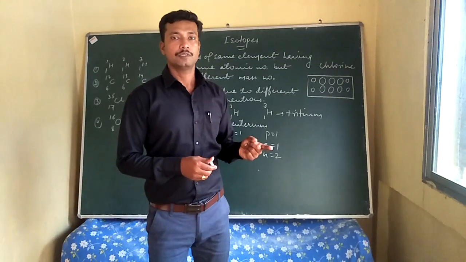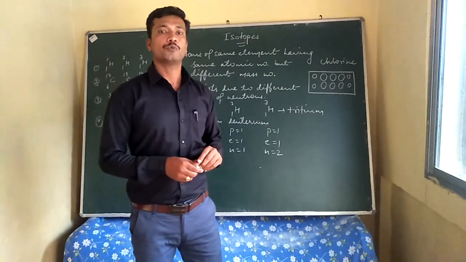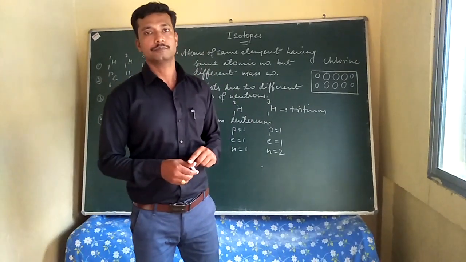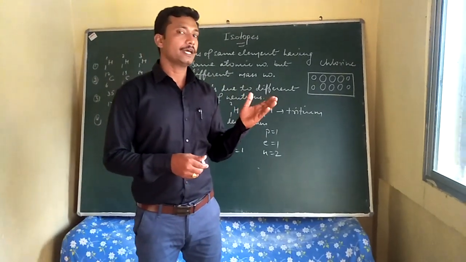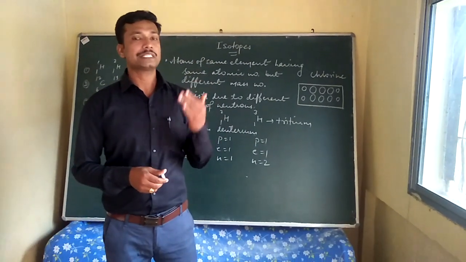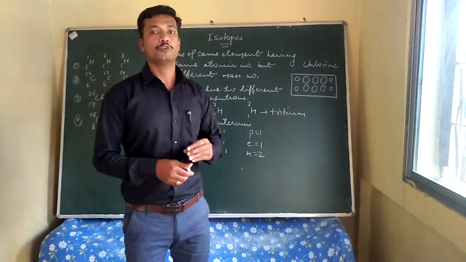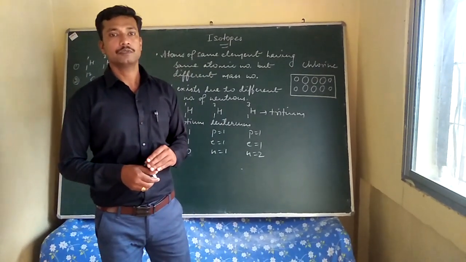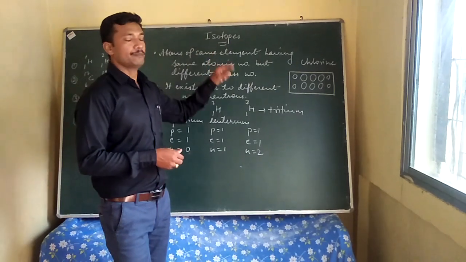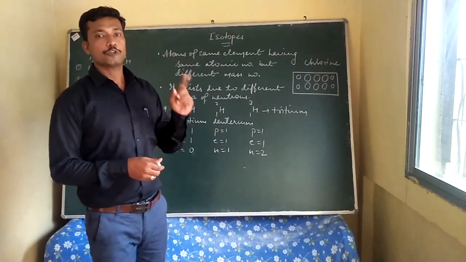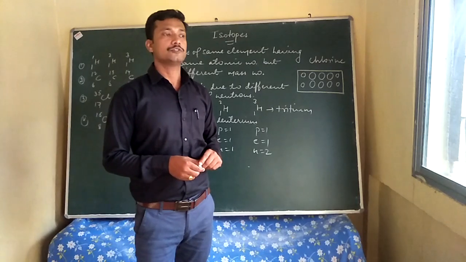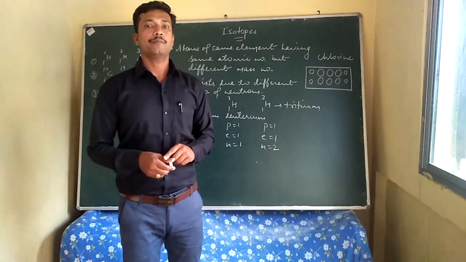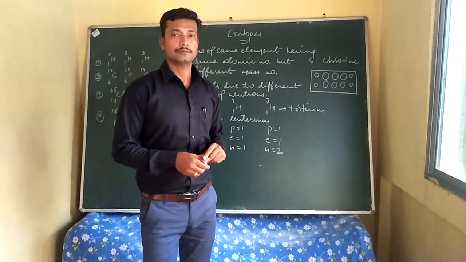Now it is noticed that two or more atoms of the same element, despite having the same number of protons and electrons, differ in the number of neutrons. You can see here they are atoms of the same element, but still they have a different number of neutrons. Due to this different number of neutrons, isotopes exist, which also contradicts the theory given by John Dalton, who stated that atoms of the same element are identical in all respects.